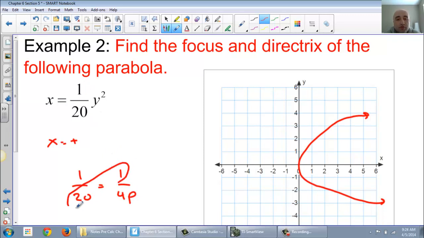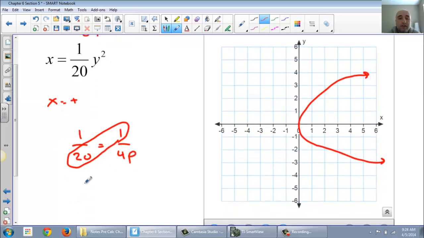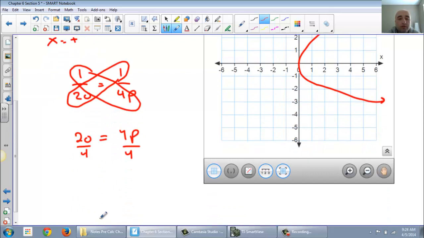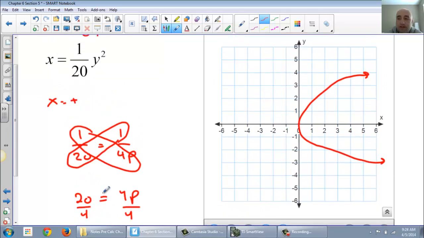So let's cross multiply. 1 times 20 is 20. 1 times 4p is 4p. And we're going to divide by 4. Divide by 4. What's p equal to? P is equal to 5. All right, so that's how far our focus and our directrix are from our vertex, 5.